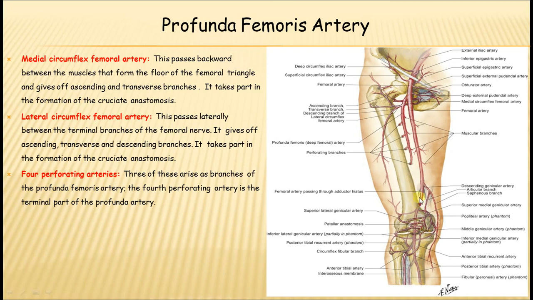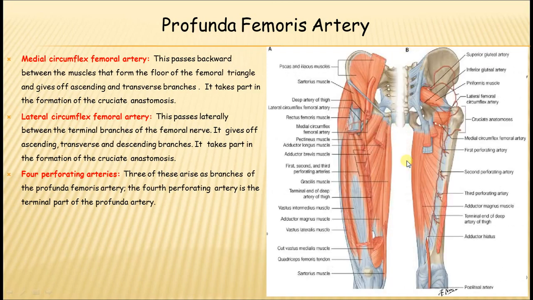The descending branch will anastomose with the popliteal artery, and the first ascending branch will anastomose with the inferior gluteal artery, taking part in the cruciate anastomosis. So they are actual anastomoses rather than potential anastomoses, which means it is a functional anastomosis where the blood supply is taking place. Collateral circulation takes place through the perforating branches of the profunda femoris artery. So these are the anastomosing branches. As I told you, the ascending branch takes part in the cruciate anastomosis, and the descending branch anastomoses with the popliteal artery.